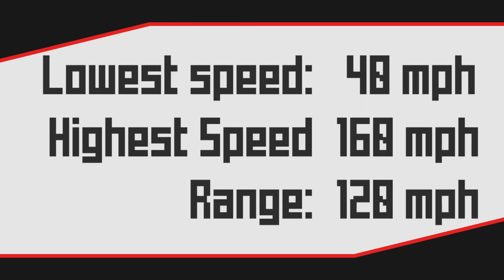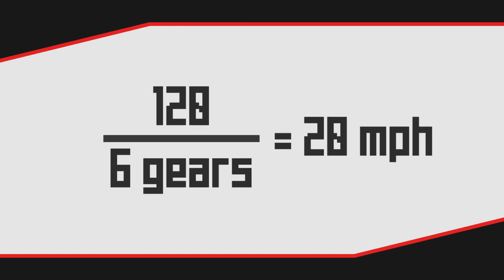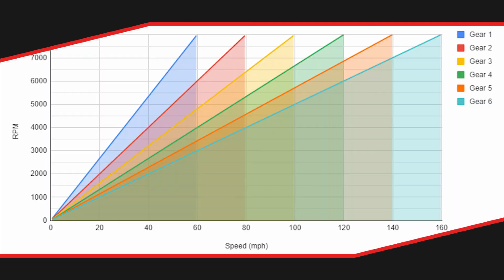So if you know that you're doing a time attack lap and the slowest corner is 40 miles per hour, the fastest straight is 160, you've got a range of 120 miles per hour. If you have 6 gears, that would mean you could just set each one to cover 20 miles per hour. So set the first one to top out at 60, the second one to top out at 80, and so on. Just wanted to get that out there somehow, because I found it useful.